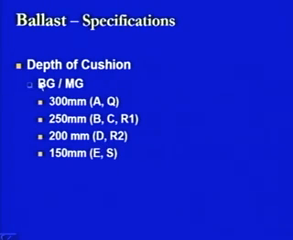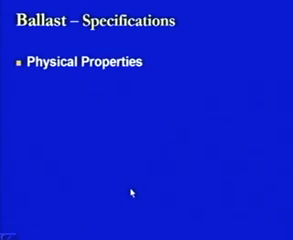In the case of the broad gauge we have seen there is a classification as A, B, C, D and E, whereas in the case of the meter gauge the classification was Q, R1, R2 and S type of routes. In the case of A and Q this depth of cushion is 300 mm as minimum. In the case of B, C and R1 routes it is 250 mm, and in the case of D and R2 routes it is 200 mm. For E and S routes it is 150 mm. In the case of a narrow gauge the depth of cushion is 150 mm as minimum.